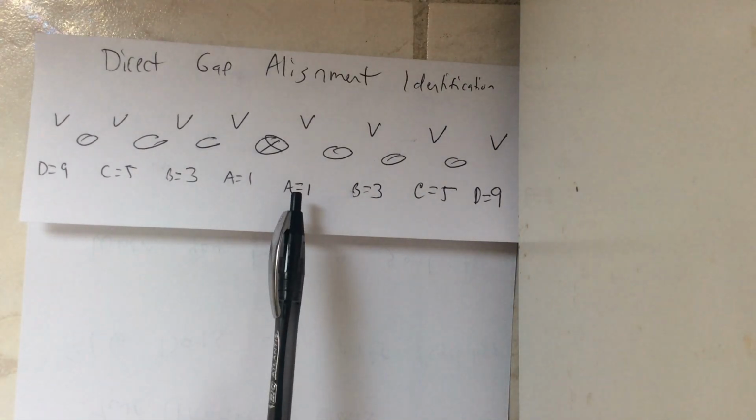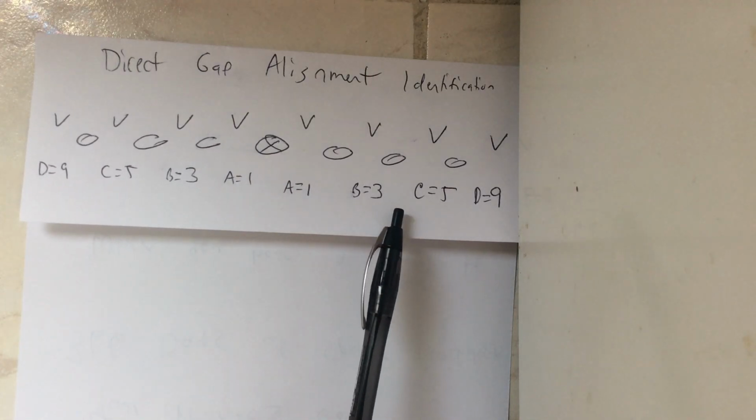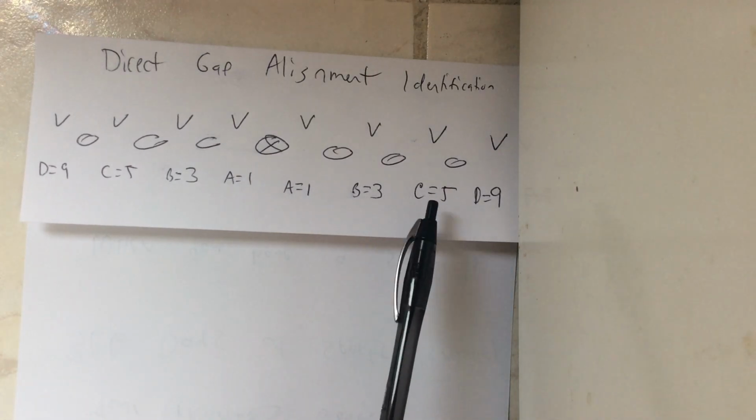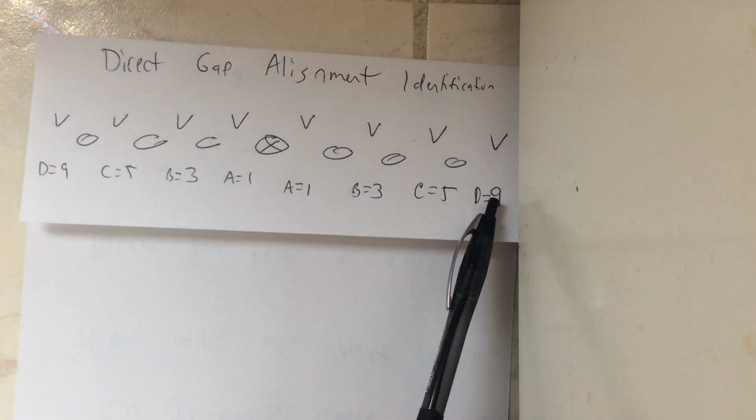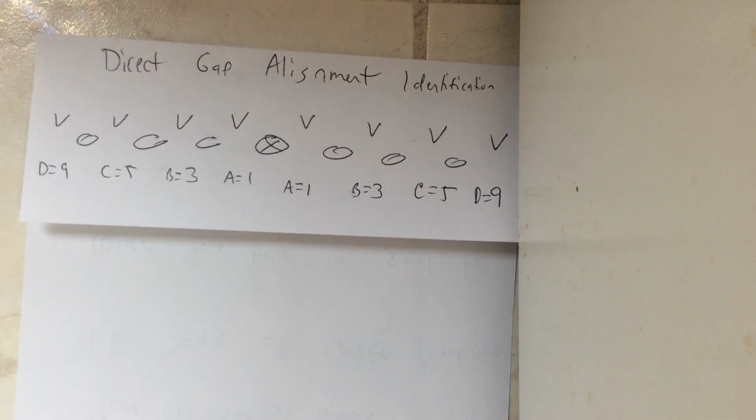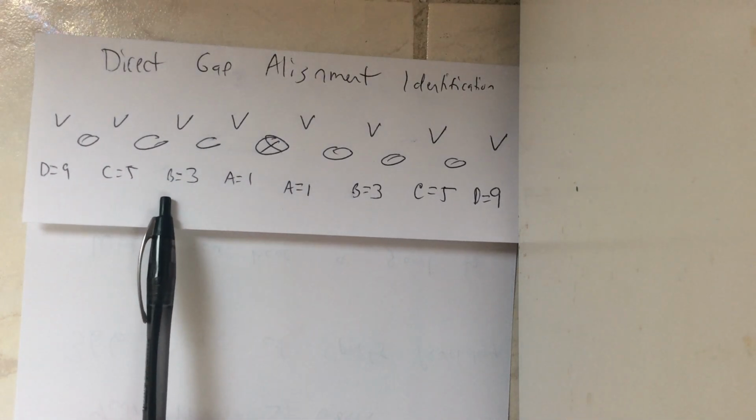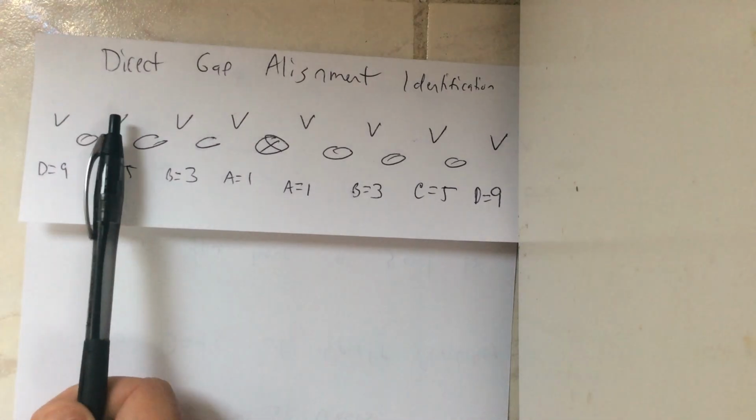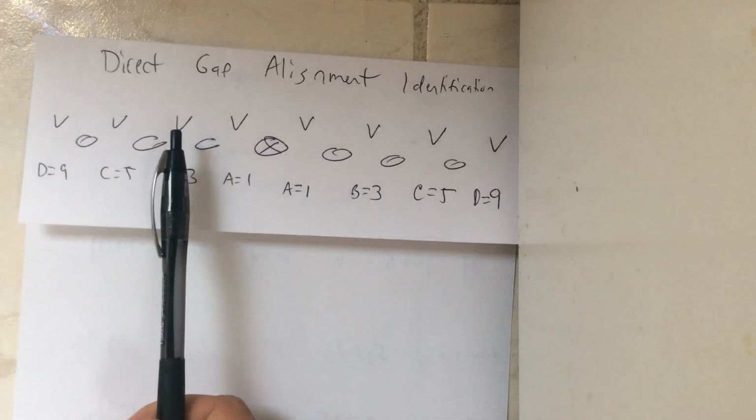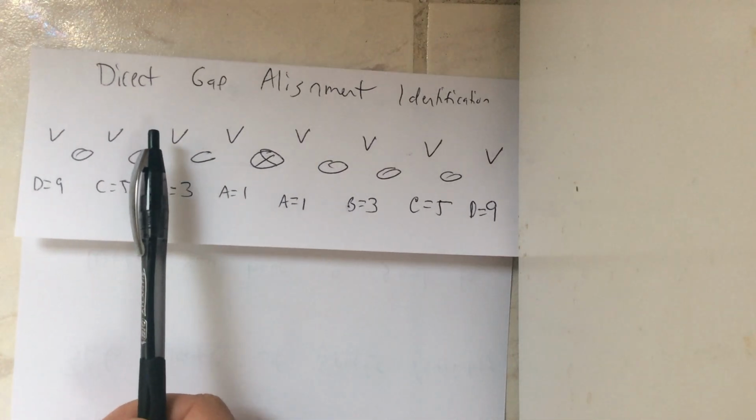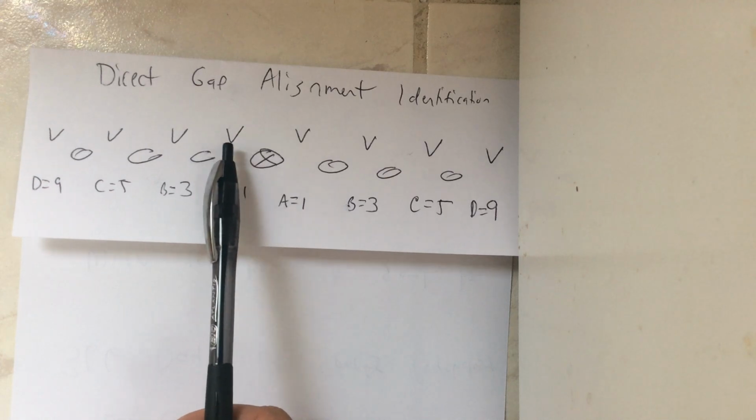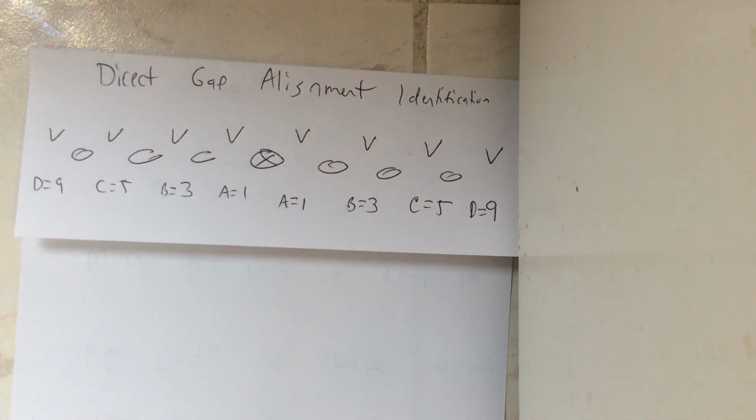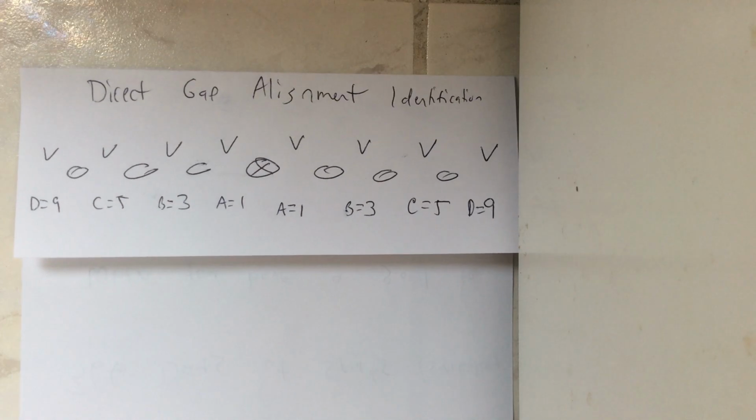So once again, if he's right in the A gap, he's a one technique. If he's right in the B gap, he's a three technique. If he's right in the C gap, he's a five technique. If he's right in the D gap, he's a nine technique. So if he doesn't shade an offensive lineman, A gap is one technique, B gap is three technique, C gap is five technique, D gap is nine technique. If he touches the receiver, he's a seven technique. If he touches the tackle, he'd be a 4-eye. If he touches the guard, he'd be a 2-eye. So that's how you identify direct gap alignments.